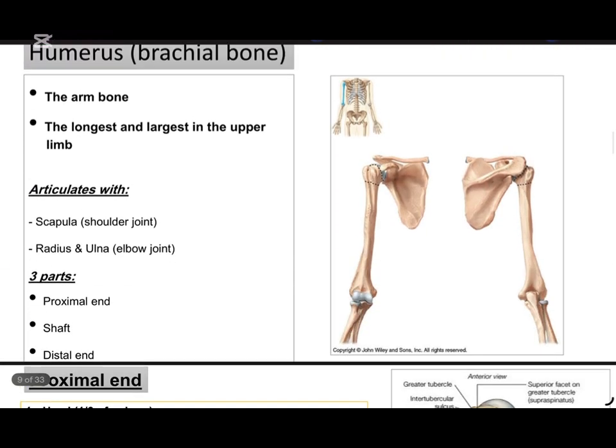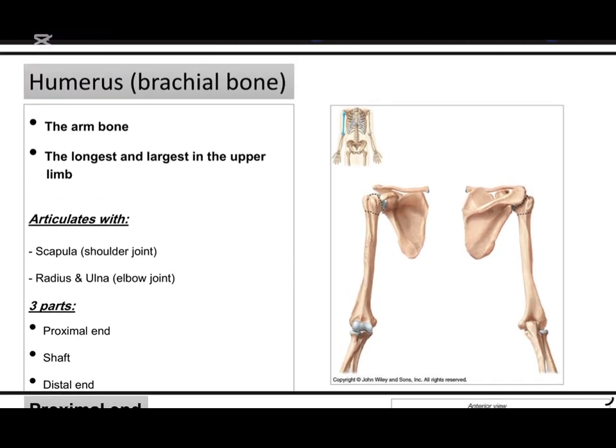Next, we move to the humerus, which is the bone of the arm. So, in the arm area, we have only a single bone. We call it the humerus. So, what type of bone is this? It is a long bone. Why? Because it has two ends and a shaft in between.